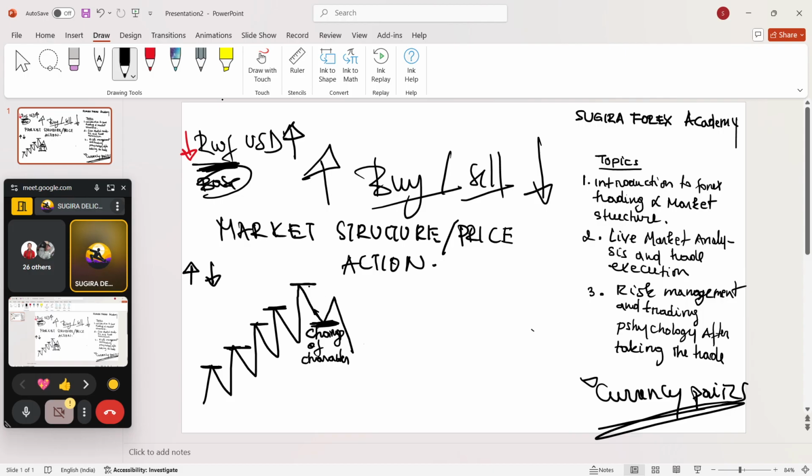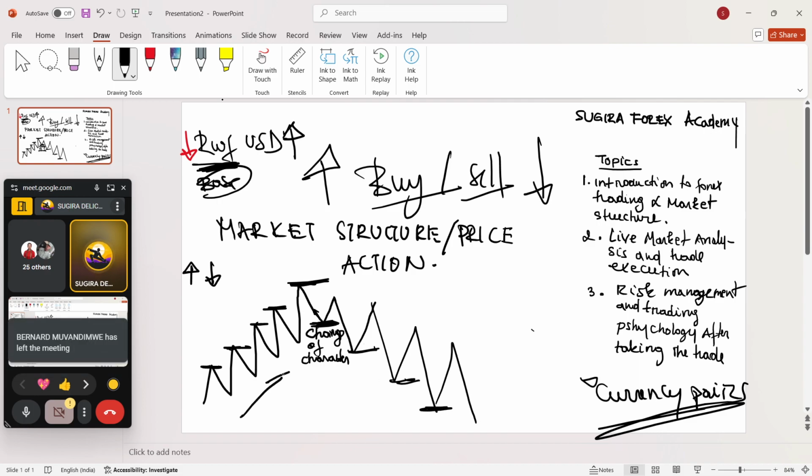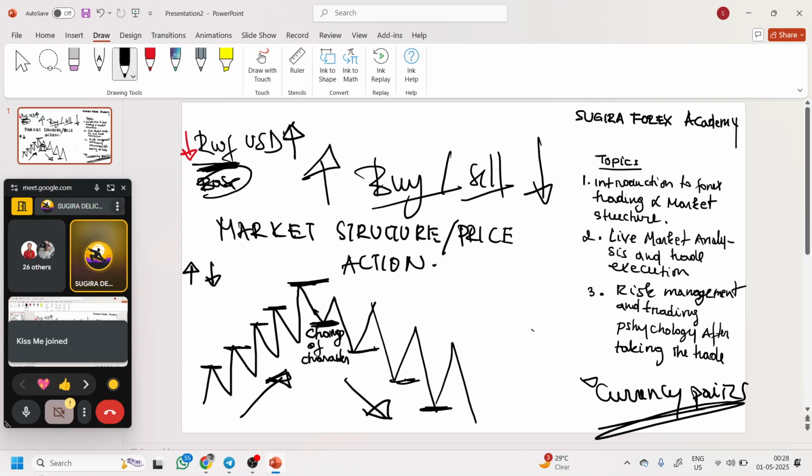So from here, now the market has failed to target the highest point. Now it's targeting the lowest point. You can see, right? Now the market is targeting the lowest point. It was in an uptrend. Now there has been a change of character. It's heading to the downside. To me, it was in an uptrend. Now it's changing to downtrend. That's what we call change of character. It was uptrend and now it has changed to downtrend.